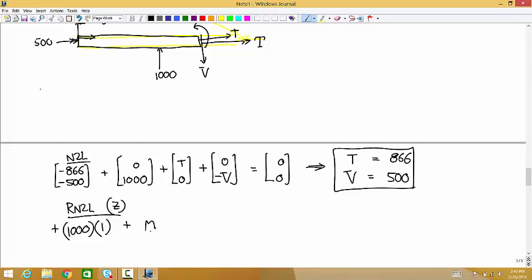Then plus M. And then the only other one that affects this is V. What's the moment arm for V? X. So Vx, and is it plus or minus? Minus, and Vx always comes in as a minus.